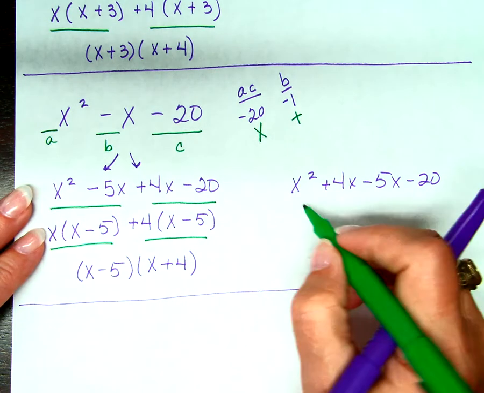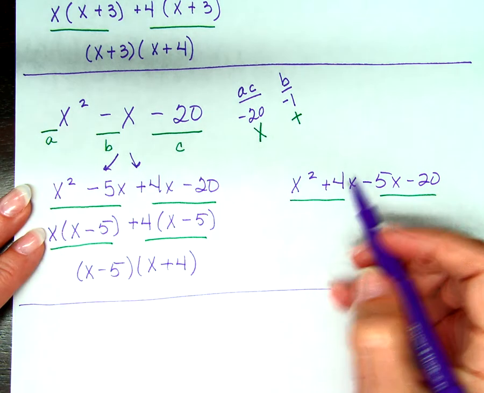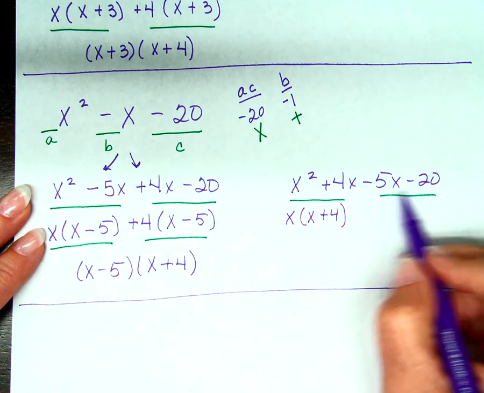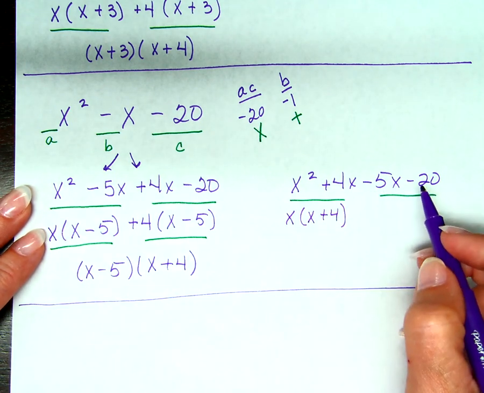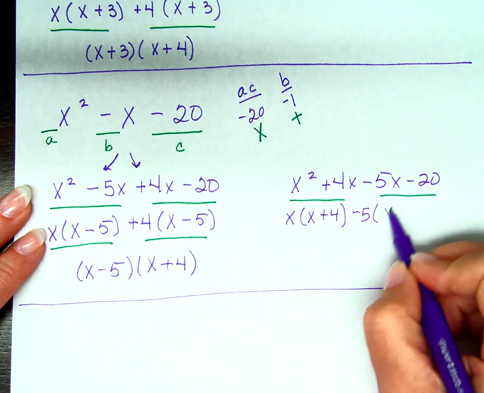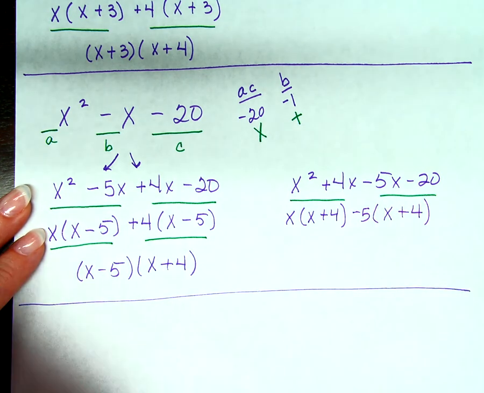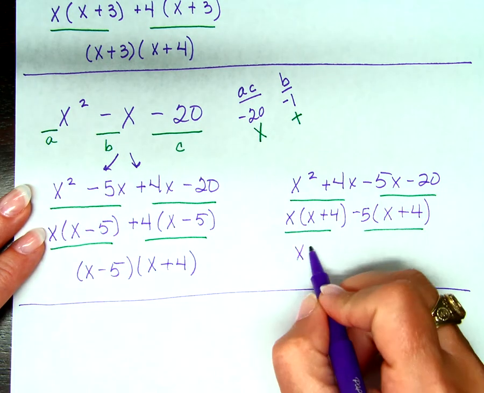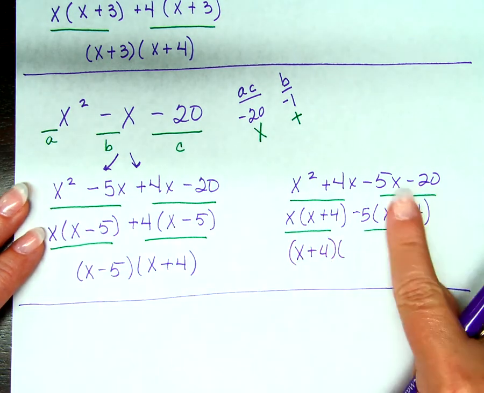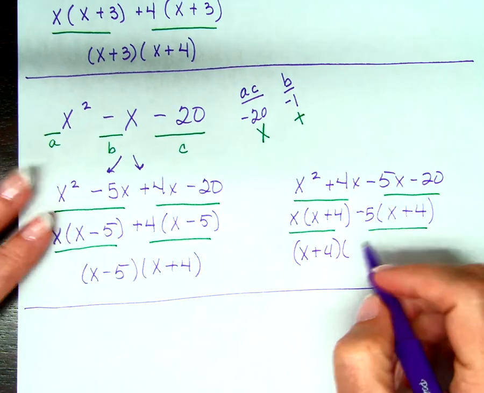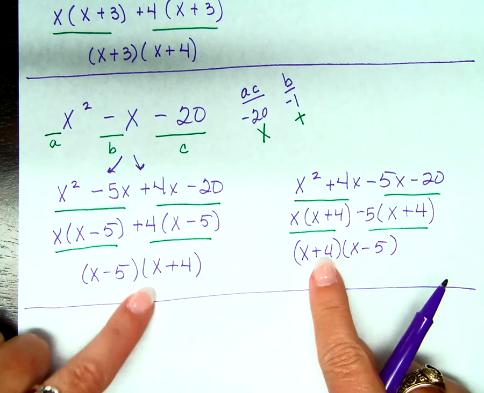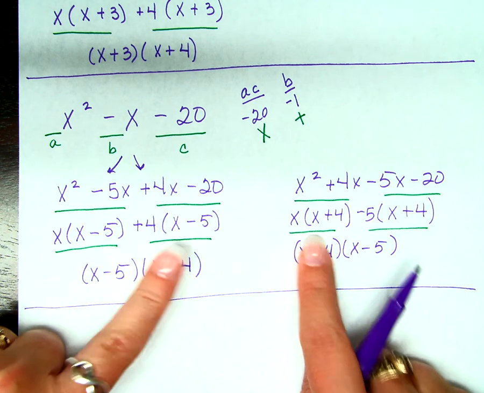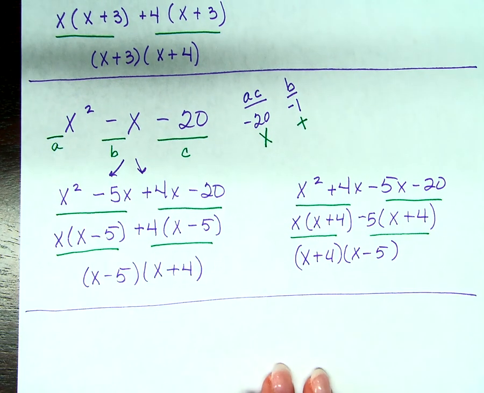Well, if I do that, what's common in the first 2? And what's left? X plus 4. What's common in the last 2? Negative 5. Right? Negative 5 is what I need to take out so that I get a parenthesis that says x plus 4. What's common in these 2? X plus 4. And what's left if I factor out an x plus 4? X minus 5, right? Are these answers the same? Yes. I've got an x minus 5 and I've got an x plus 4. Is everybody okay so far?